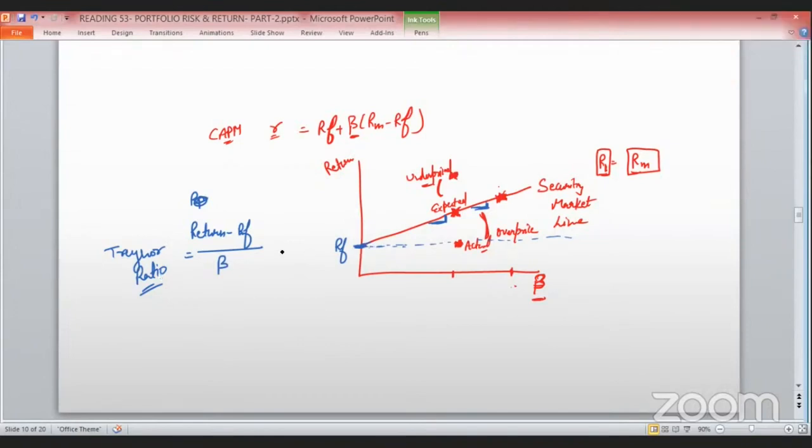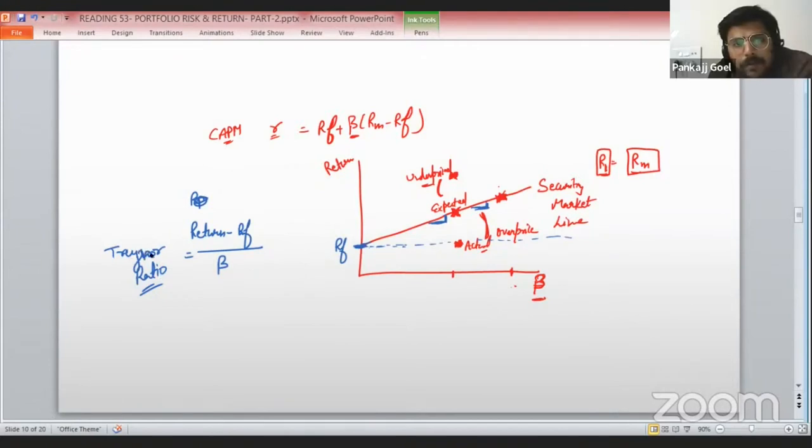What is it called? Treynor ratio, T-R-E-Y-N-O-R. So logically think, the higher the ratio, the better it is. Because it means for one unit of beta, we are getting more risk premium. At one place my Treynor ratio is 2, at another place it is 2.5. It means for one unit of systematic risk, I am getting a risk premium of 2, versus 2.5. Where I am getting the higher risk premium per unit, that is better. So the higher the Treynor ratio, the better it is.